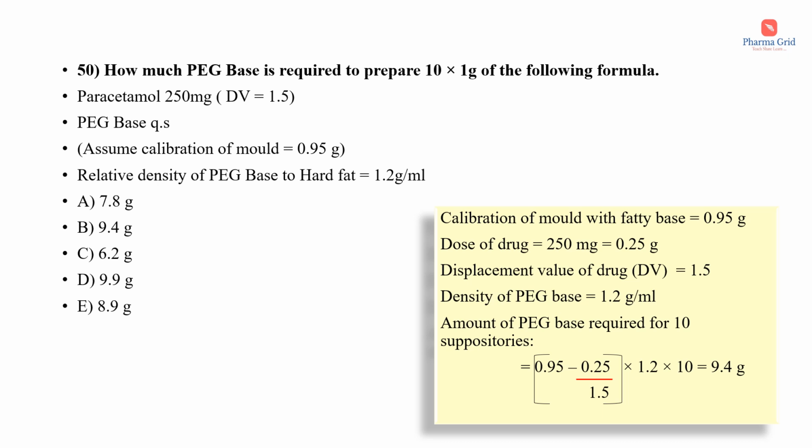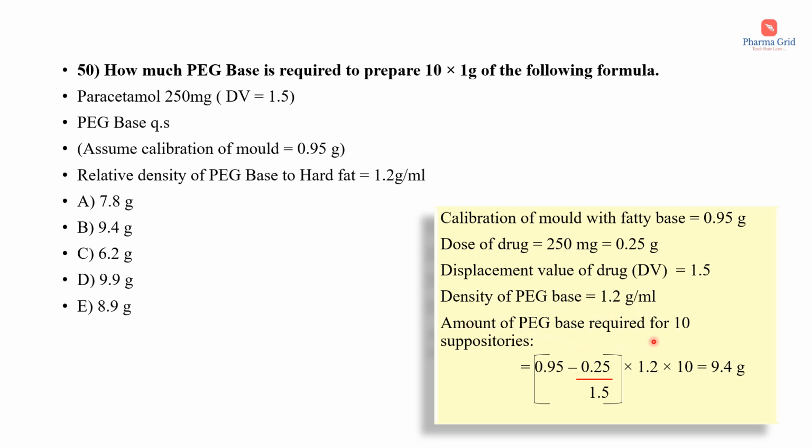So here we use the same method or the same formula to calculate the amount of base, that is the displacement value method. So here the calibration of mold with the fatty base is equal to 0.95 gram and the dose of the drug is equal to 250 milligram. Okay, 250 milligram converted to gram, we will get 0.25 gram. Then displacement value of the drug is equal to 1.5. Density of PEG base is equal to 1.2 gram per ml.